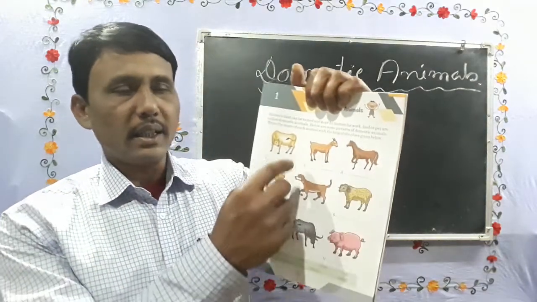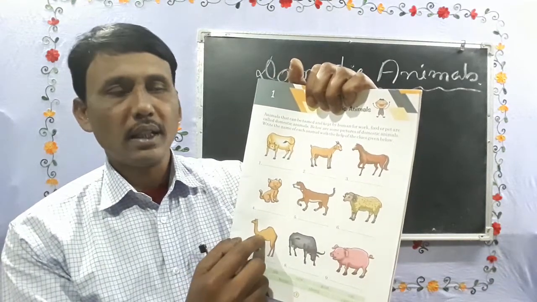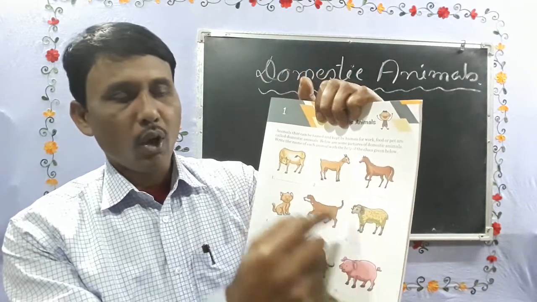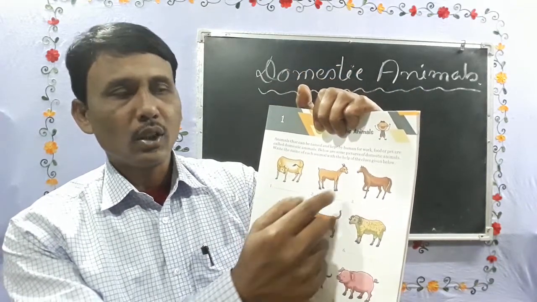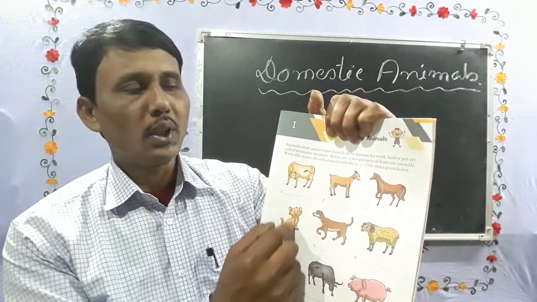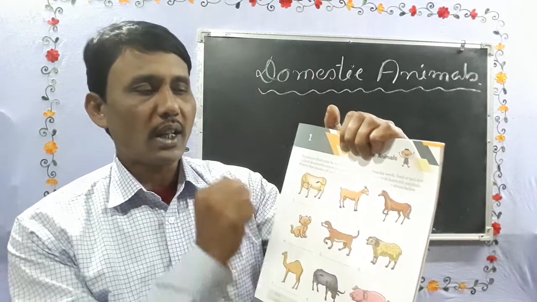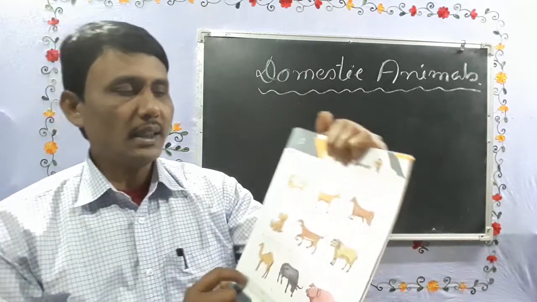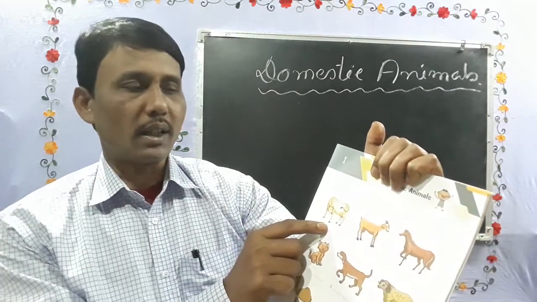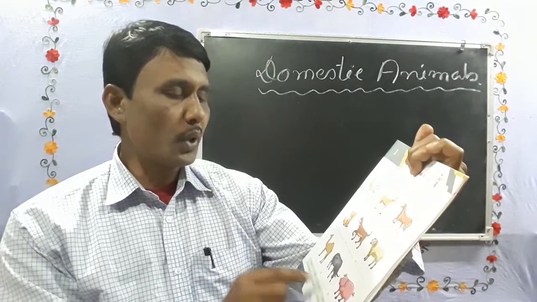Now you can see that there are so many pictures of animals. All these are domestic animals. One by one, we will discuss all these animals. So the first one, you can see, is a cow.